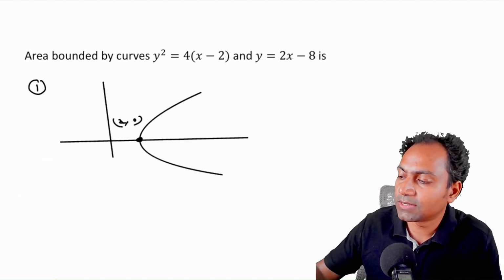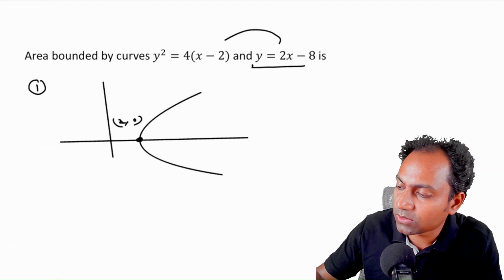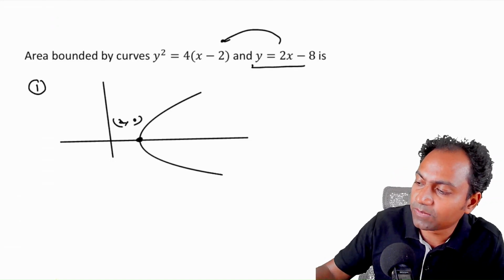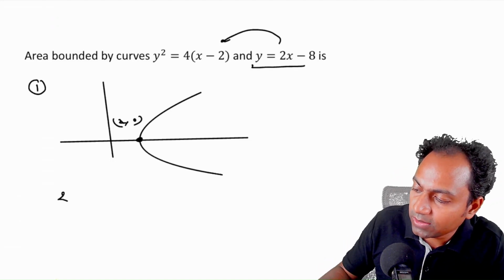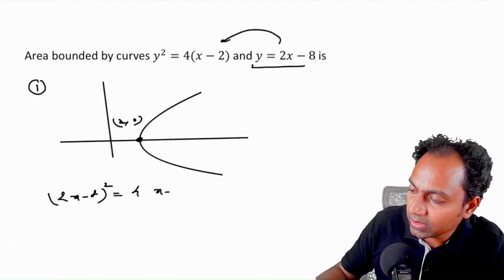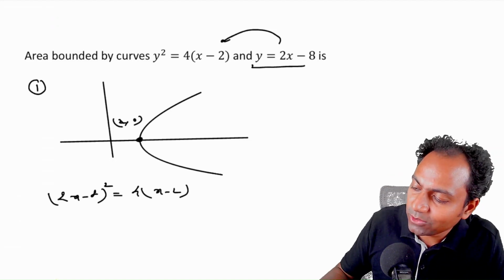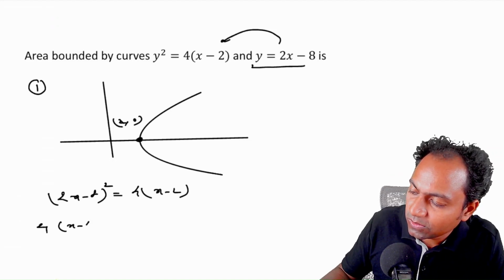Now what they're saying is there is a line also, 2x minus 3. So first let us see whether these two curves are going to intersect or not. And that is very simple to check. Put the value of y here. So 2x minus 8 whole square will be 4x minus 2. This is what we need to do. So if I take 2 common, it becomes 4. This will also become 4. So you can see that 4 is directly cancelling out.